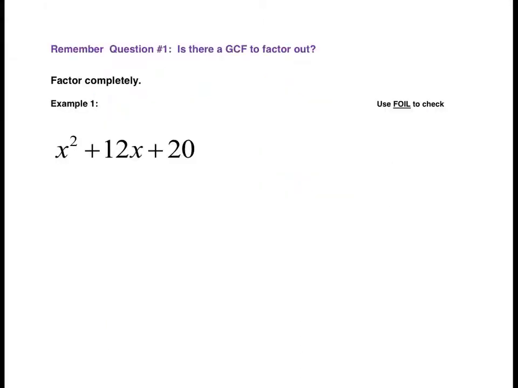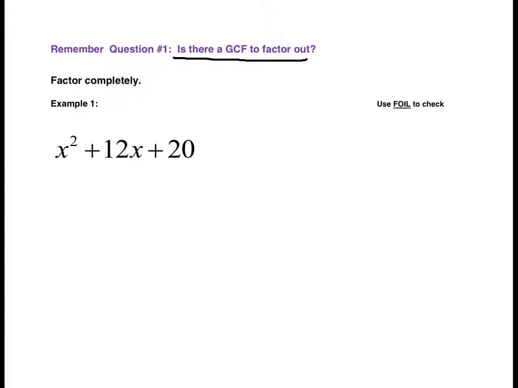Okay, so example number 1. So write down this problem. You have x squared plus 12x plus 20. The first question you always want to ask is, is there a greatest common factor to factor out? Because if there is, that's always your first step. Okay? In this one, I do not see a greatest common factor.